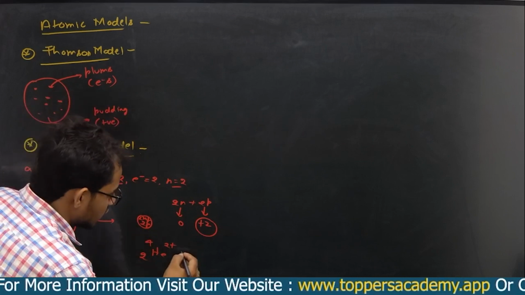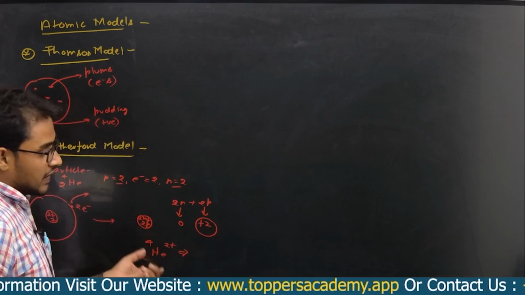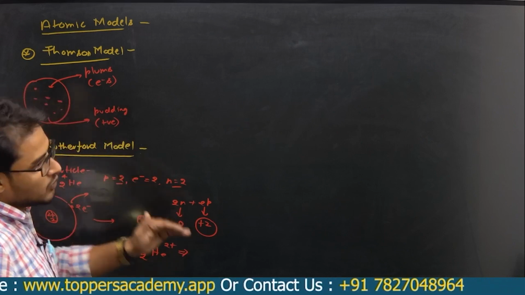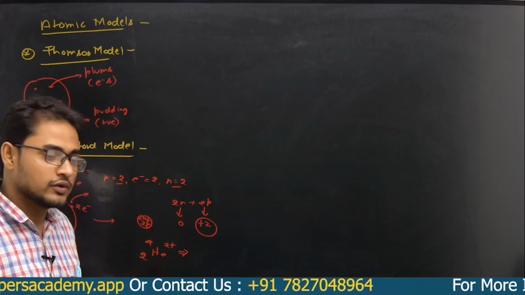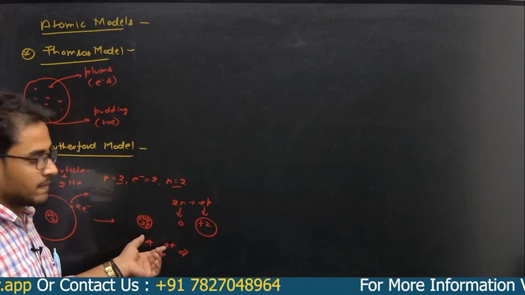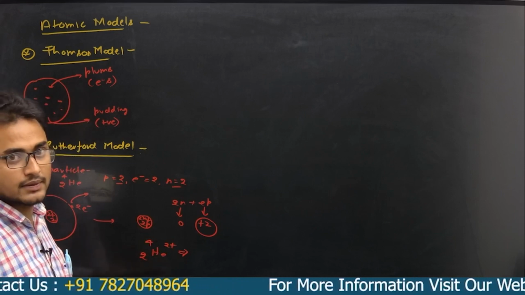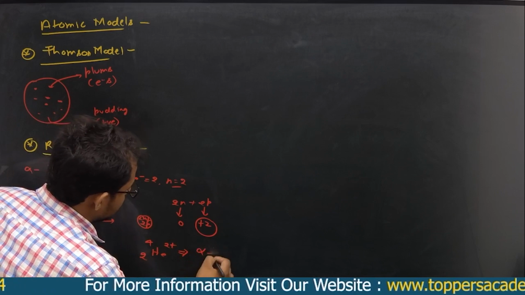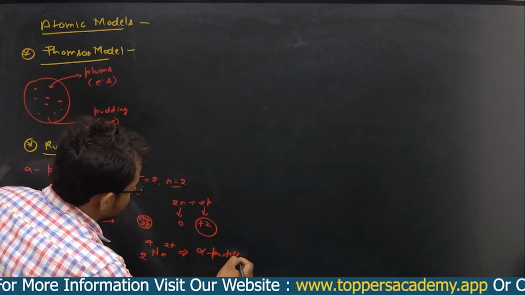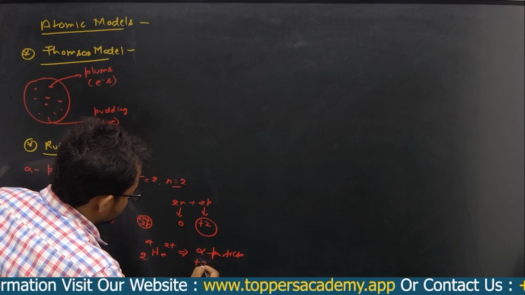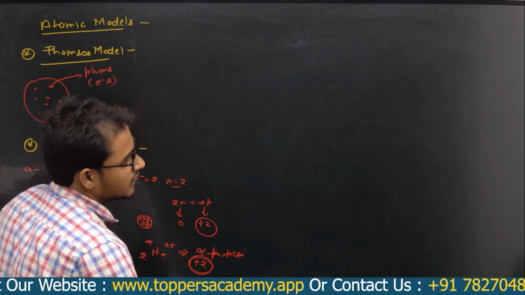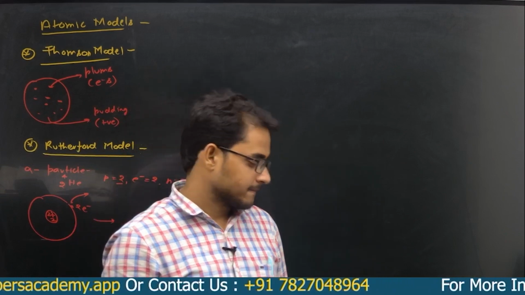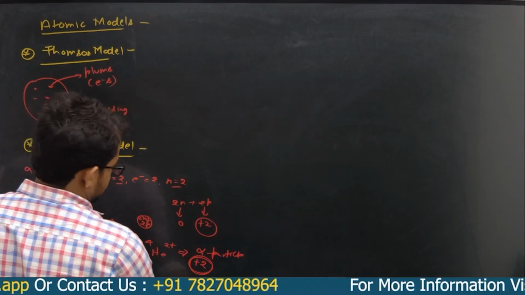This is the nucleus of helium atom. Why am I saying it as nucleus? Because all the electrons have been removed, so there is only nucleus present now. So that's why I am saying it as nucleus. So 2He4, 2 plus charge, we say it as alpha particle and it has +2 charge. So that means alpha particle is a positively charged particle.